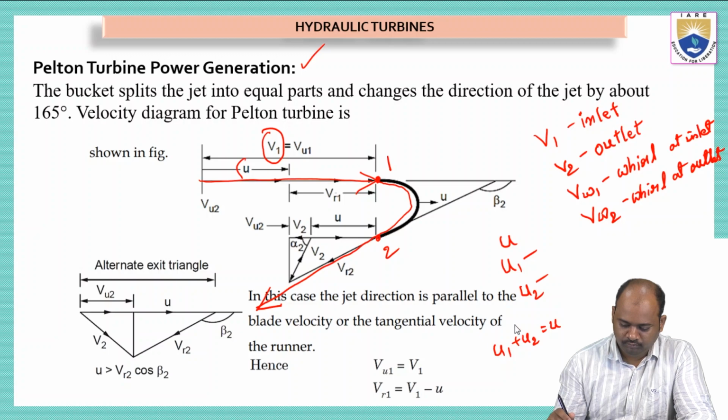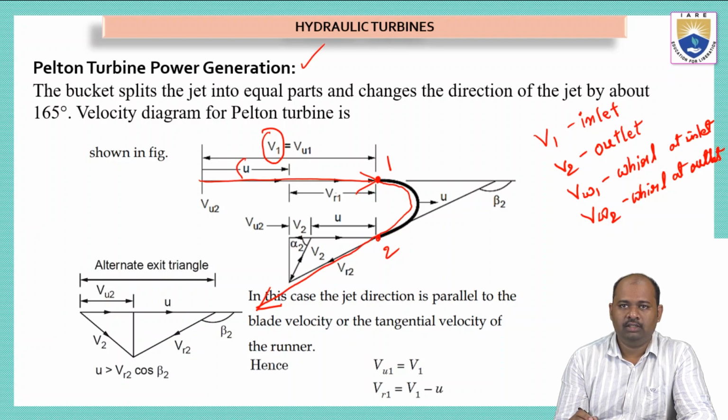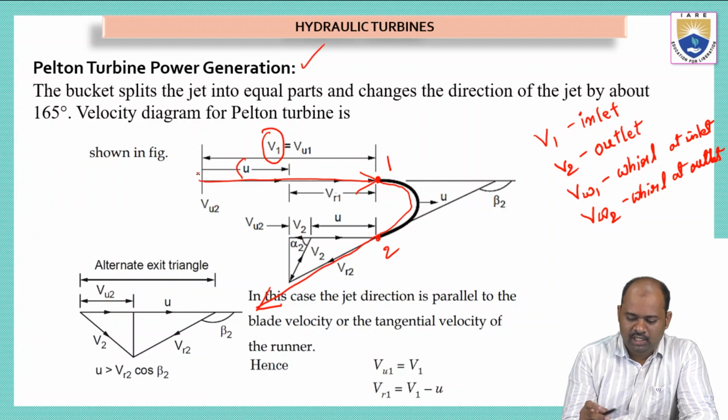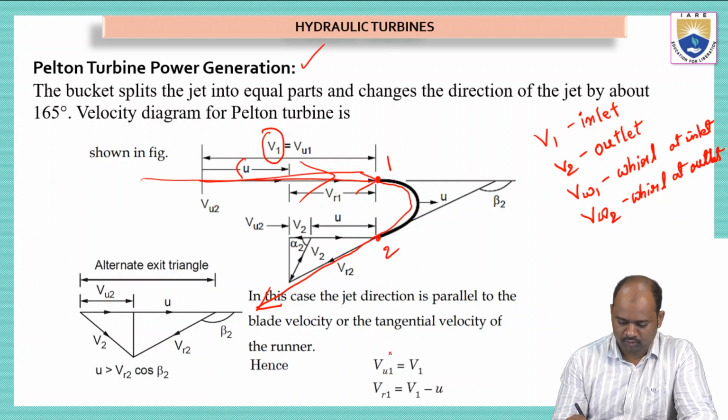Okay. Now, these are some of the formulas, the denotations we will use to calculate the velocities. In this case, the jet direction is parallel to the blade velocity, or the tangential velocity of the runner. See here, the water is coming in the horizontal direction and touching at point 1. So the direction of flow of the water is parallel to the movement. That is why VU1 is equal to V1.